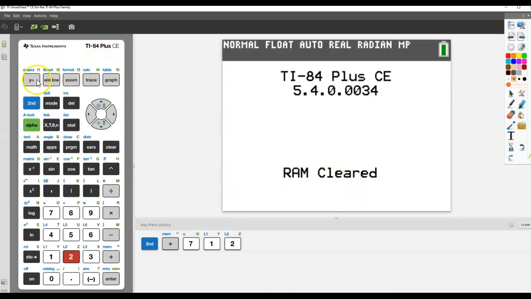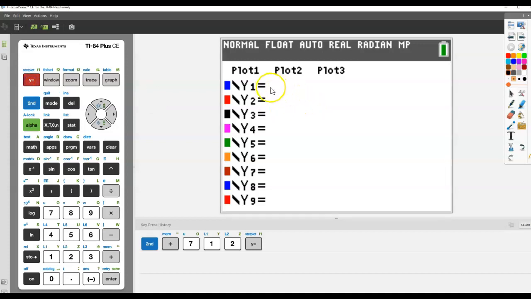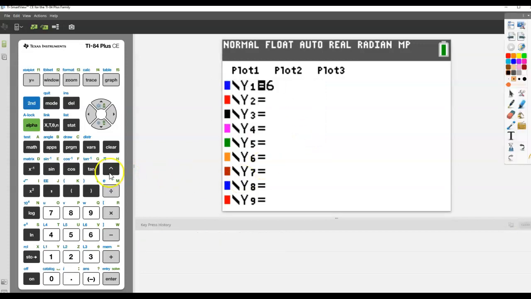So the first thing we're going to do is push y equals. This is where you can store functions into your calculator. So you could put as many functions as you want in here. For right now, we're just going to put that first one in. So it's going to be 6. I'm going to press 6. Let me clear out my history here a little bit. I'll start over. We're going to type 6. And then we're going to push X. That's this button right here. And then we're going to do the power button, because I want this to be x to the power 5/3.